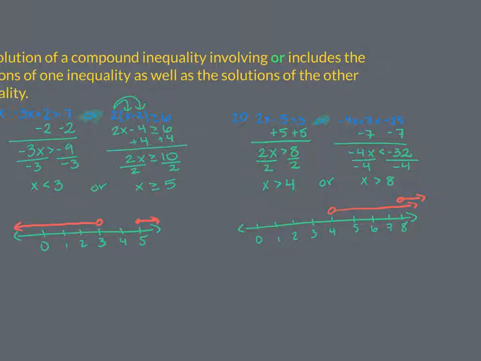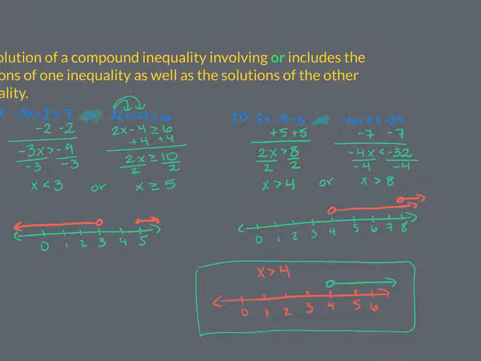So really, my solution set is x > 4, and then I just graph this. So I have 0, 1, 2, 3, 4, 5, 6, and so on. I would put an open circle at 4 and then everything to the right of it. And that's it. So this second graph is our correct answer because it includes x > 8.